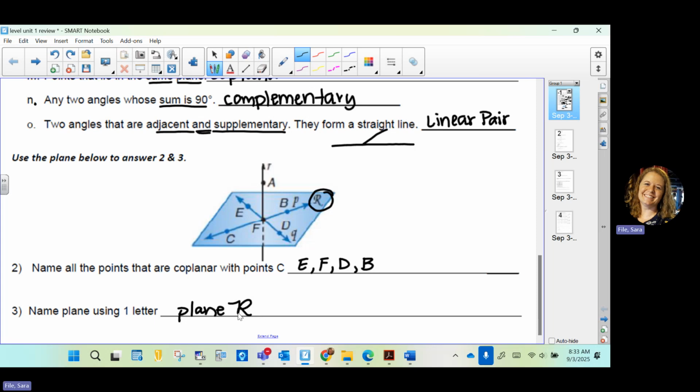Okay, the other way to name a plane, if there's not a capital cursive letter, is with any 3 points on it that are not all collinear. So I could also call this plane CFE, or CFD, or BFE, or BFD, several different combinations. I could have picked 3 points that are on the plane that aren't all 3 on the same line, and I would have used the print capital letters, but it did say 1 letter, so I know it wanted that capital cursive letter. We feel okay about that?